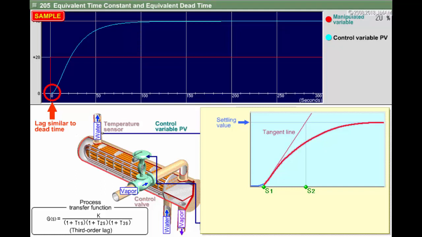After doing that, we can see this has become similar to a first-order lag step response with dead time. The dead time and time constant that we calculate in this way, treating a higher-order lag step response as a first-order lag step response with a dead time, are called the equivalent dead time and equivalent time constant.